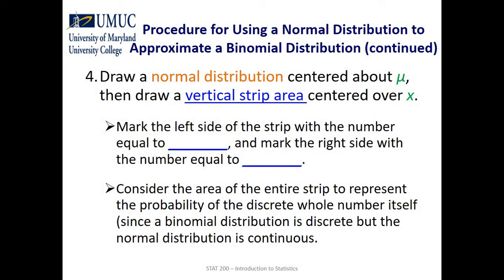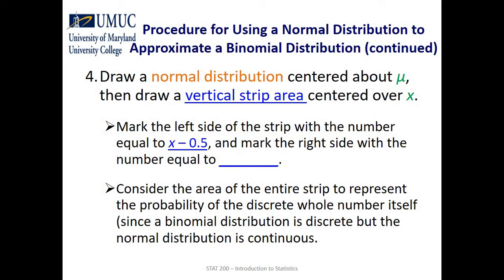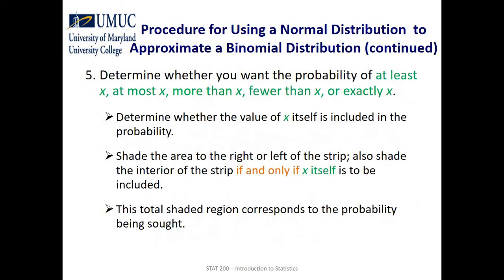So what do we do? We add a little bit to each side of it. In this case, we're going to mark the left side of the strip with the number equal to whatever that x value is minus 1/2. And we're going to mark the right side with the number equal to x plus 1/2. So it gives us a little bit of area on both sides of that x line that we're interested in. Now we're going to consider the area of the entire strip to represent the probability of that discrete whole number itself. Again, that's because this is a binomial distribution, which is discrete, and the normal distribution is continuous. So we have to do a little bit of finagling, do a little bit to make it actually work.